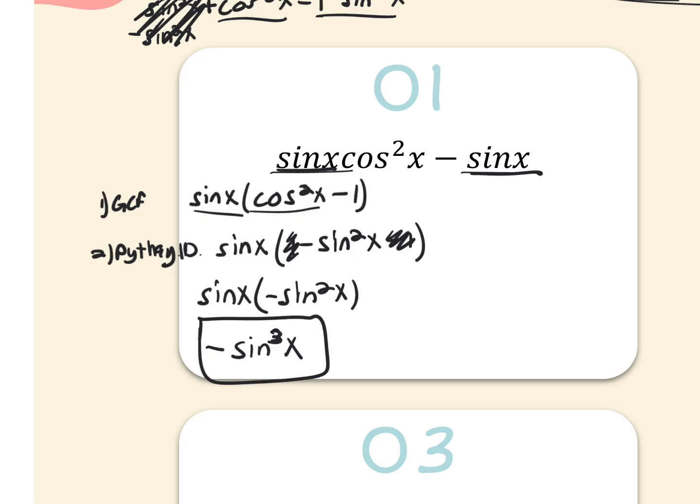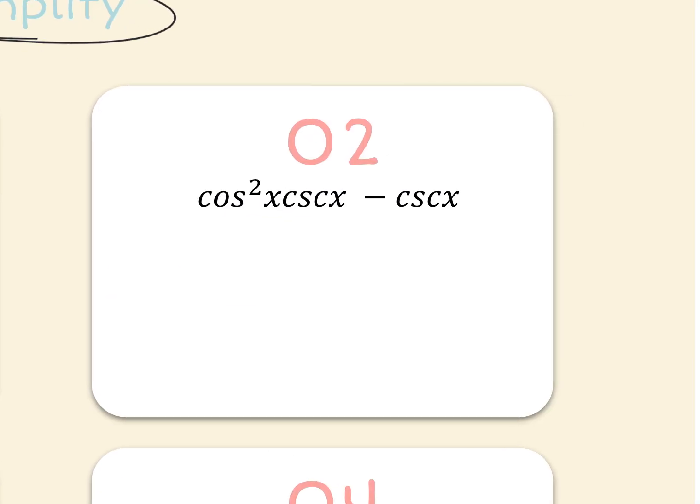I would say we're done here just because we have one singular trigonometric function. It's sine. And there's no pluses or minuses, right? Our final answer is negative sine to the third x. That's fine, but it's as simple as we can make it. All right, let's try something similar here.